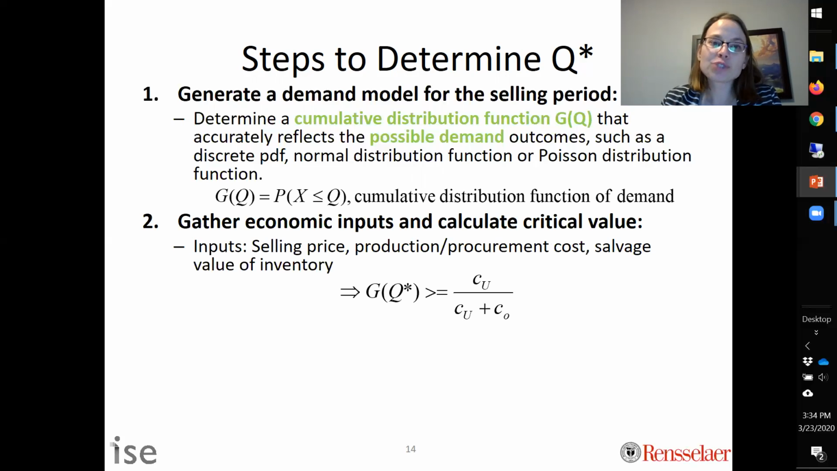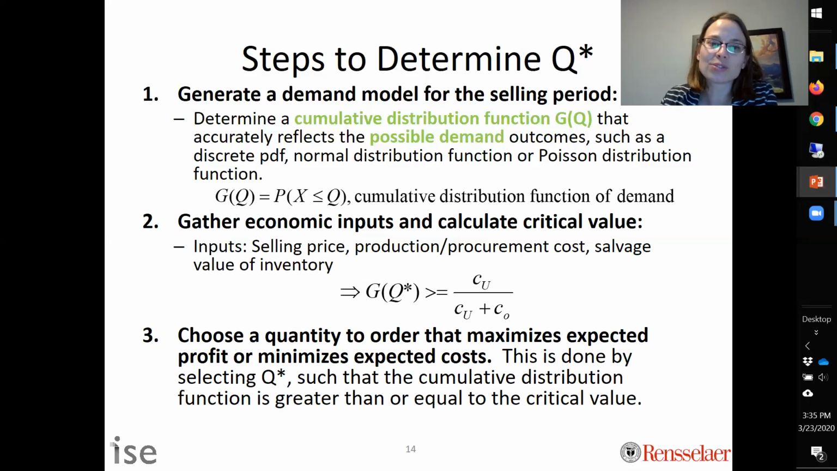That's step 1. Step 2 is we need to gather economic inputs and calculate the critical value. Typically the inputs would be things like selling price, production or procurement costs, and salvage values of inventory, and those would allow us to calculate CU, the cost of underage, as well as CO, the cost of overage. We'll do some examples of how to do that. If it's price and selling, there's this nice relationship. I want to encourage you, though, to not get stuck on selling price and procurement. This is a very versatile model that can work for things that aren't just selling price and production price. So you need to calculate the critical value, which will always be a value between 0 and 1.